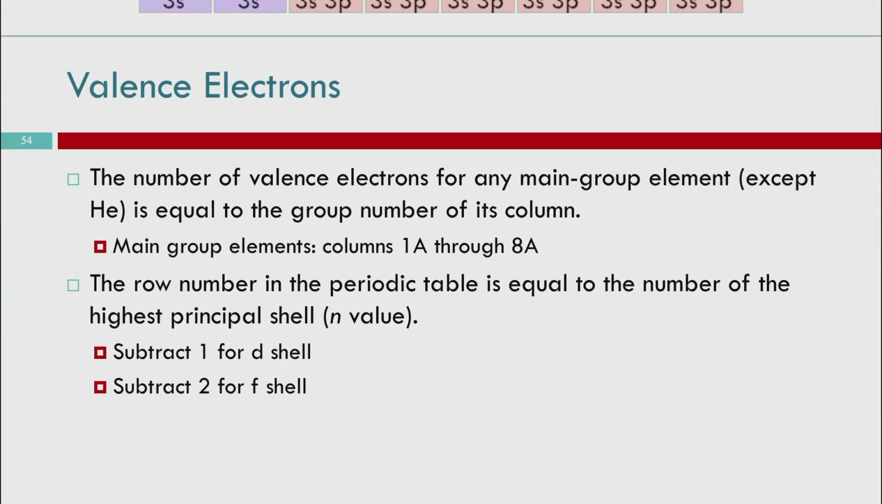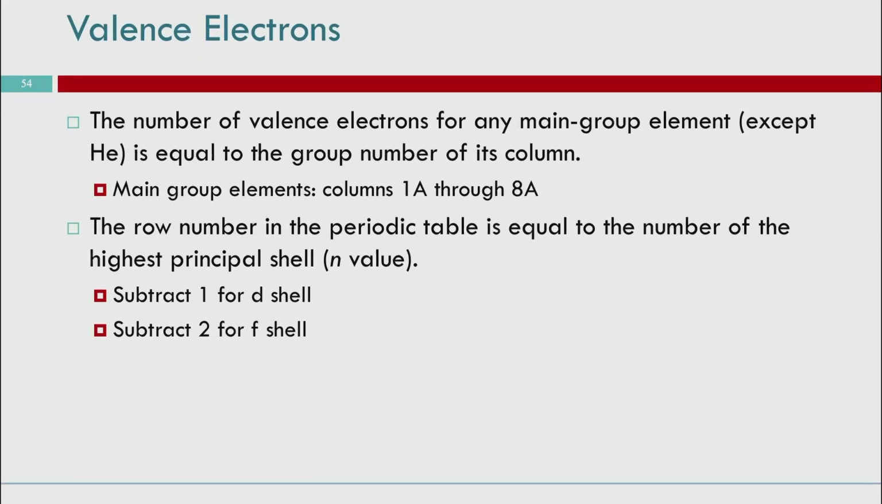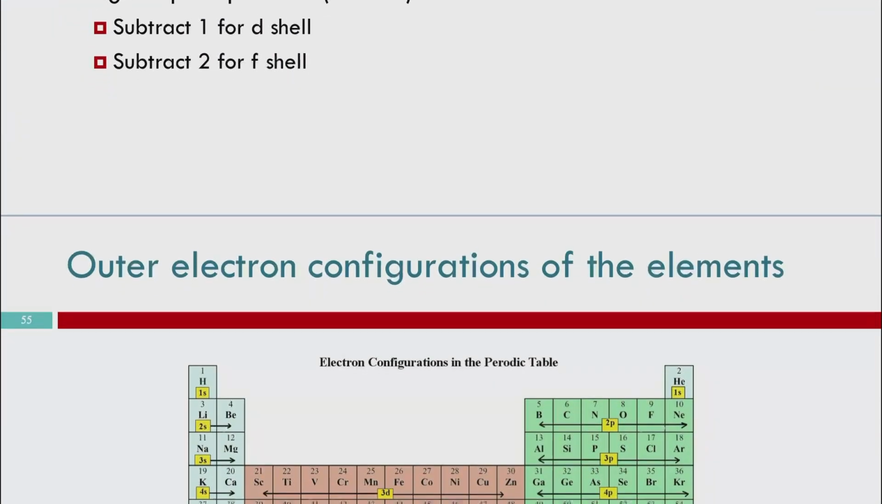So for our valence electrons for a main group element, except for helium, it's equal to the group number if we're using that 1A through 8A. And the row number is the same as the principal quantum number, except for our D shell we subtract 1, for our F shell we subtract 2, which we've talked about a little bit.